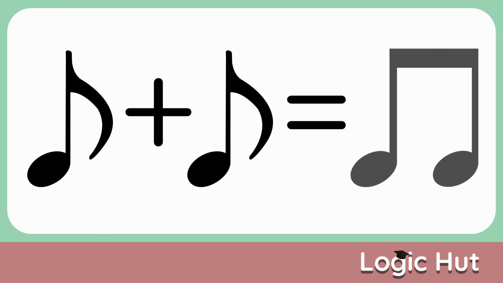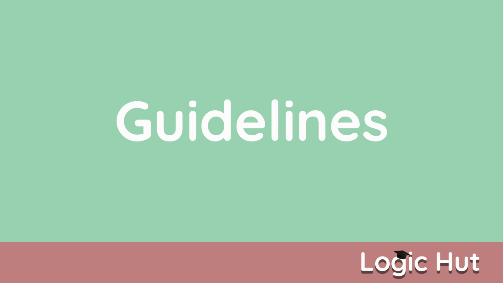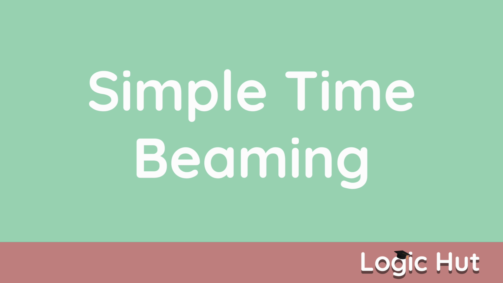In order to maintain clarity when writing music, notes with a stem can be beamed together, as shown. You can also beam various note lengths, and dotted notes as well. However, there are a few guidelines when doing so to make it easier for a musician to read. We will first start by covering rules for simple time.